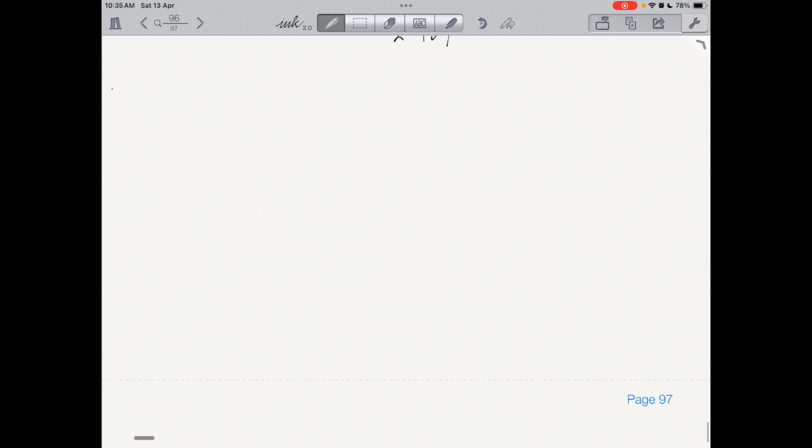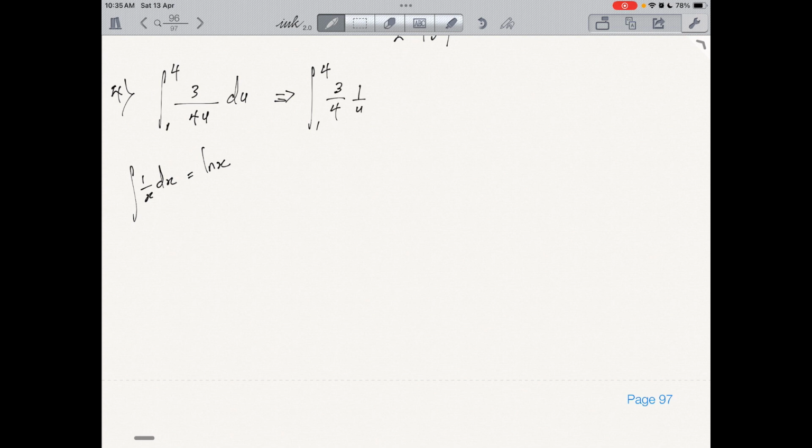Number 4. Let's integrate from 1 to 4 of 3 over 4u du. Now this brings us back to integrating 1 over x dx to give us ln x, because this 3 over 4u is the same thing as saying 3 over 4 multiplied by 1 over u du.